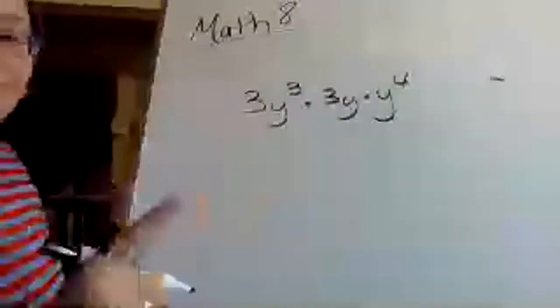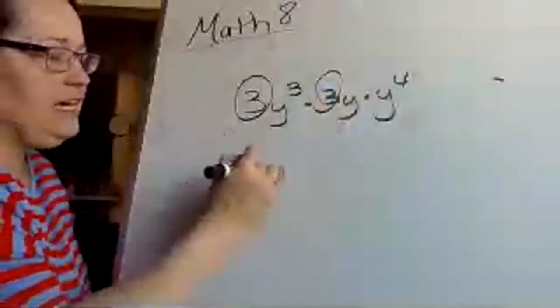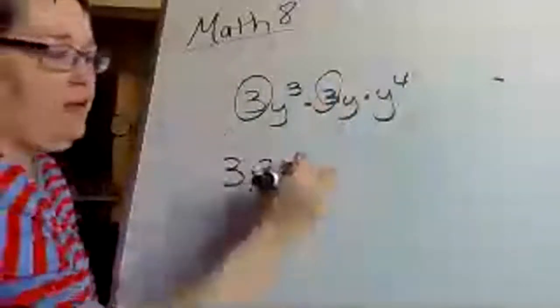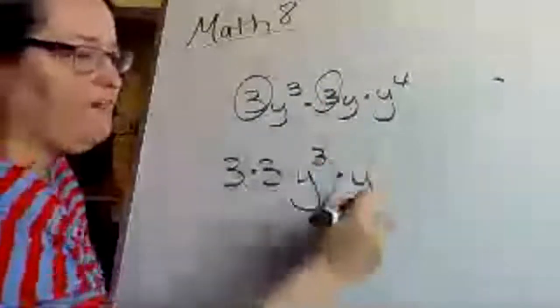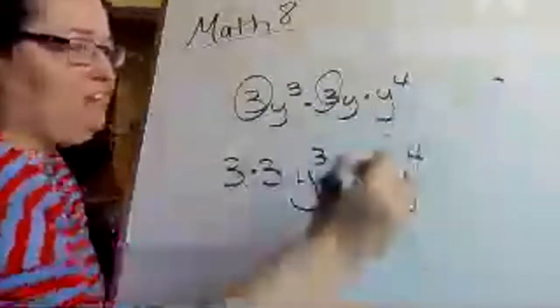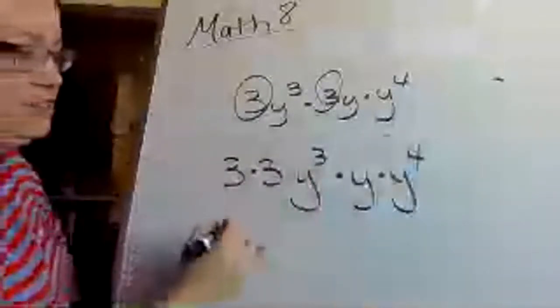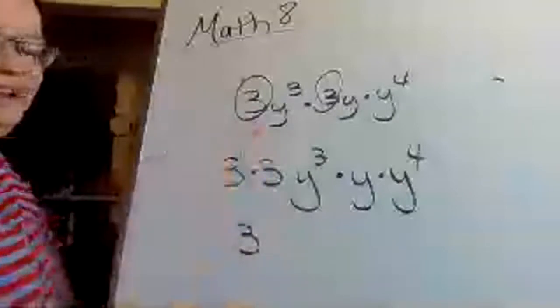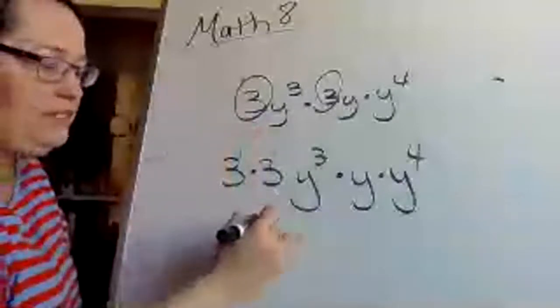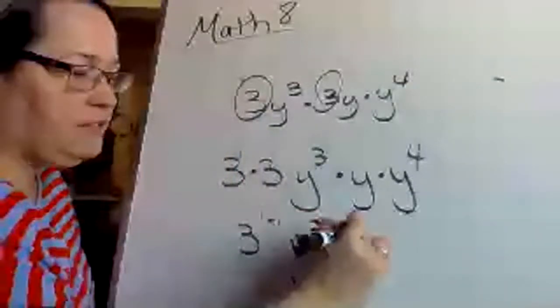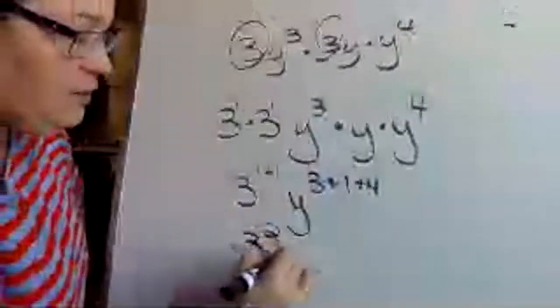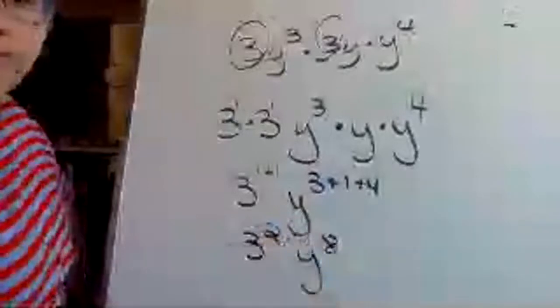Okay, so on this one, again, this is a coefficient, this is a coefficient. 3 times 3. And then we have y to the 3rd. Trying to behave myself and write down everything. So I've split them up. So I have 3. Now you can think of it like this and do 1 plus 1. 3 plus 1 plus 4. So here I would get 3 squared y to the 8th power.